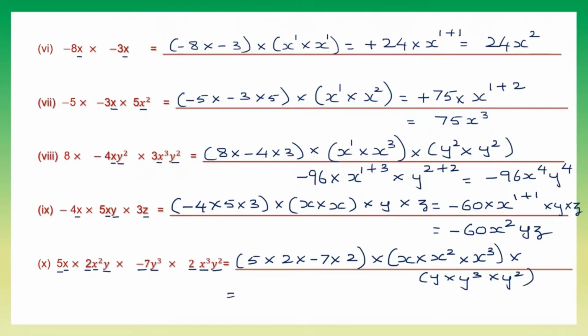5 2s are 10. 10 7s are 70. 70 into 2, 7 2s are 14, so 70 into 2 is 140. We have a minus sign, into x to the power of 1 plus 2 plus 3, into y to the power of 1 plus 3 plus 2. So what do we have? Minus 140. X to the power of 1 plus 2 is 3, 3 plus 3 is 6. Y to the power of 1 plus 3 is 4, 4 plus 2 is 6. So what's our answer? Minus 140, x to the power of 6 and y to the power of 6.